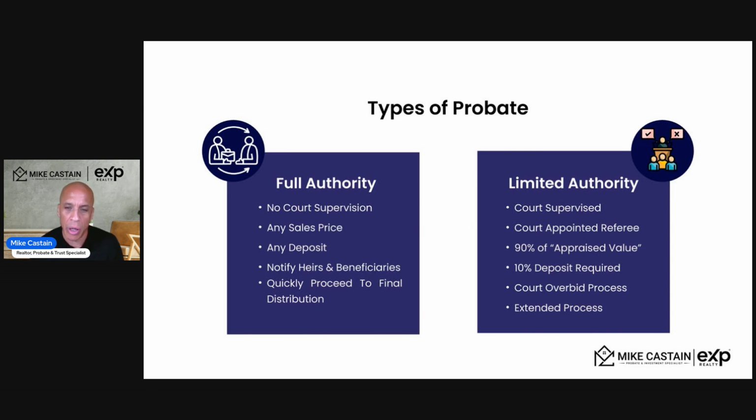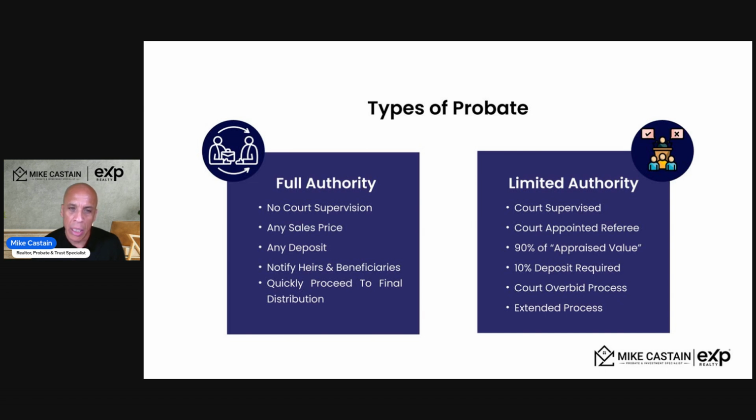And then the other things that limited authority requires is a court overbid process, and every time there's an action taken to liquidate the asset, it requires a court hearing. So all these things together just extend the overall timeline of the probate process.